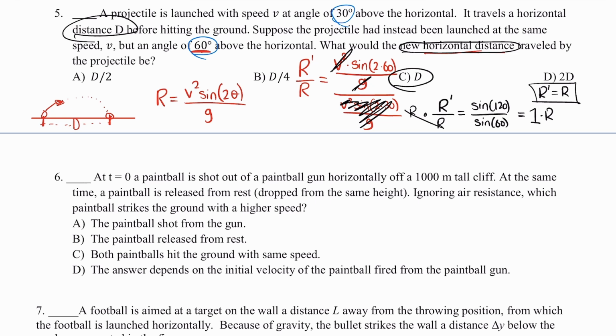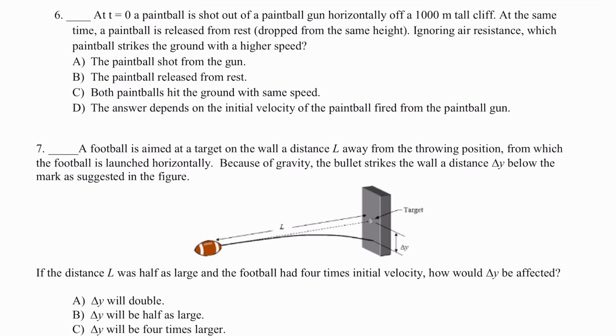Number 6 says at t equals 0, a paintball is shot out of a paintball gun horizontally off a 1,000 meter tall cliff. At the same time, a paintball is released from rest, dropped from the same height. Ignoring air resistance, which paintball strikes the ground with a higher speed? So I have two scenarios here. One is dropped, and the other is shot out horizontally. Now, we want to know which one of these two is going to hit the ground with the higher speed.